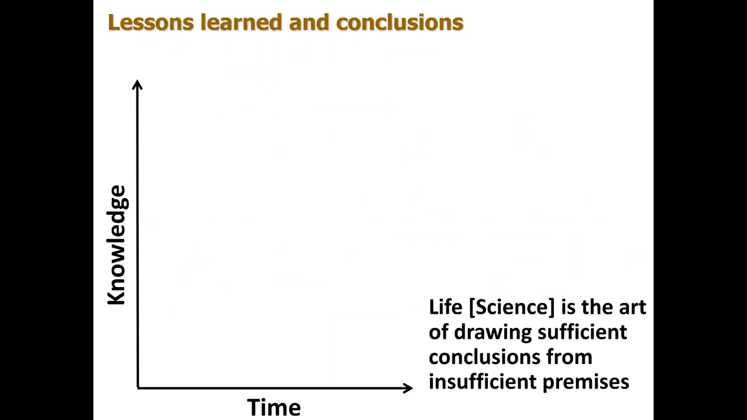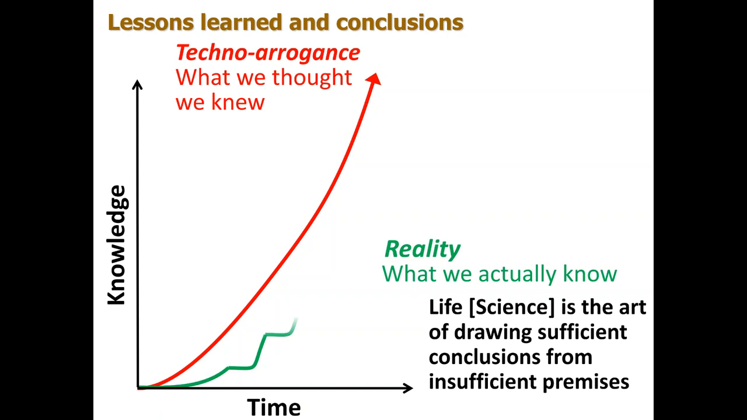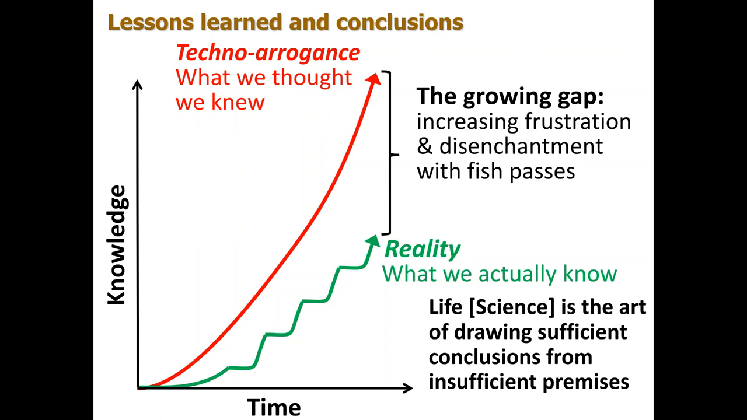So let me finish by saying that it has been said that more data has been collected in the last 2 or 3 years than in the history of mankind. And that has led us to believe that knowledge has paralleled the acquisition of data in an exponential form. This has been pointed out as so-called techno-arrogance. People have realized that what we thought we knew, simply based on the amount of data we are producing and the number of studies we are conducting, is in fact far from what we do know. What we know, and this applies also to fish passes, doesn't follow that curve. It jumps in leaps and bounds, and that gap is simply getting increasingly larger.